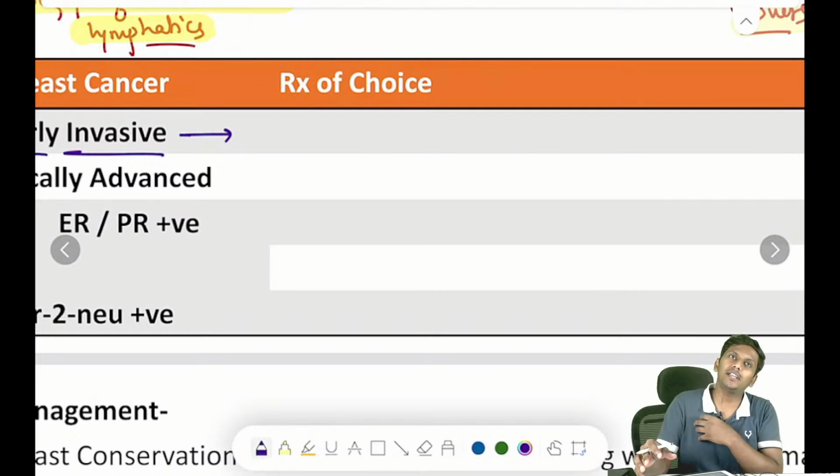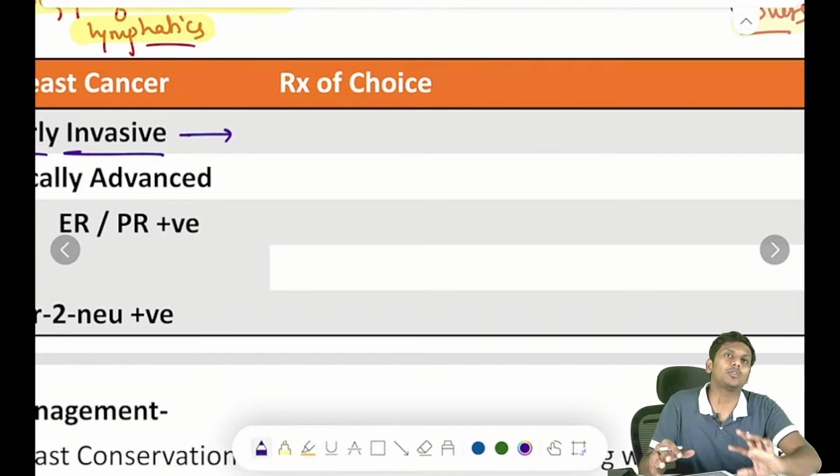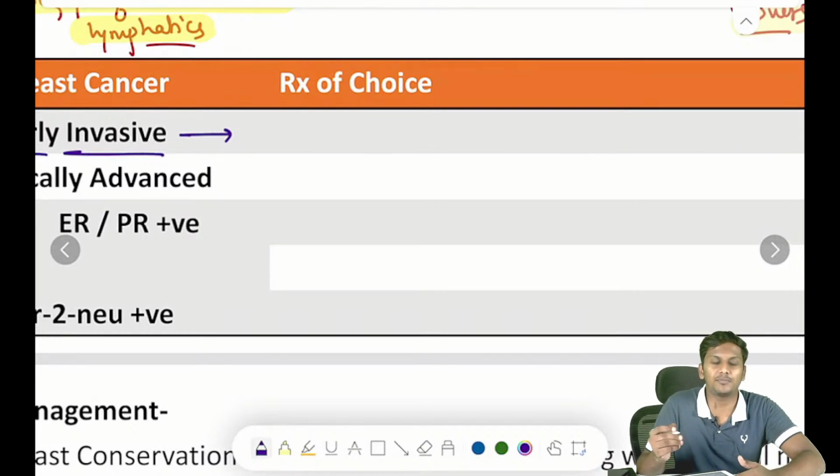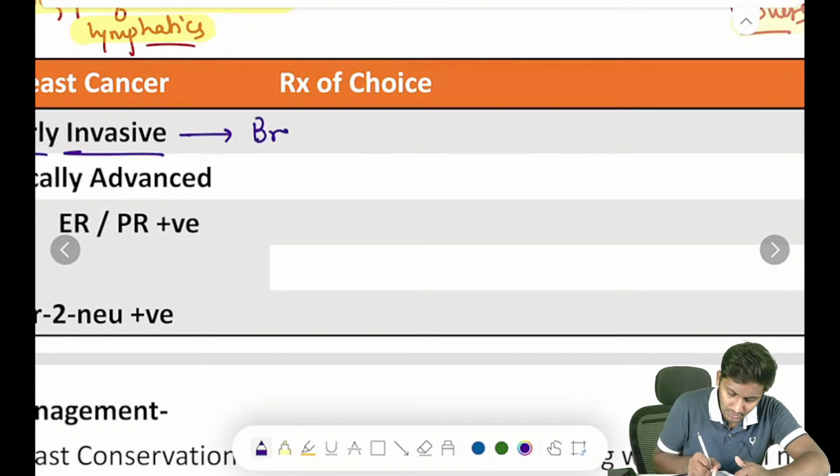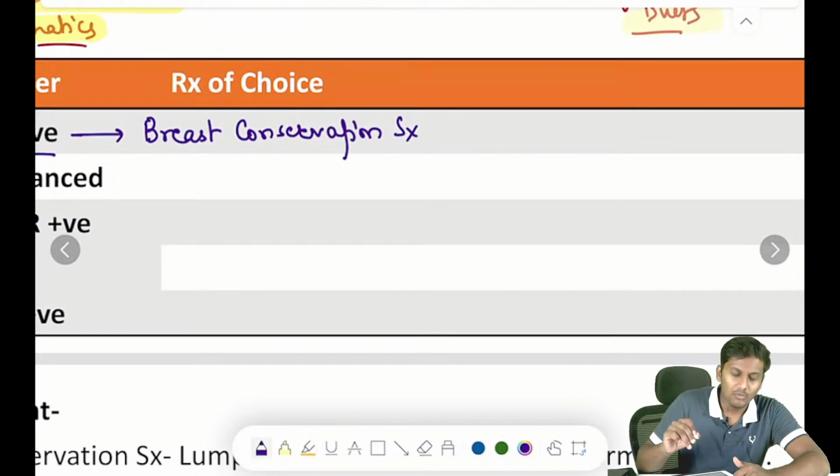We are only trying to remove the lump or the quadrant which is affected. We are not trying to remove the whole breast. That is the reason we are trying to save the breast over here. Therefore, it is known as BCS, that is your breast conservation surgery. I'll talk about it in detail, but over here you have to remember one thing. Whenever we do a breast conservation surgery, it will always and always be followed by radiotherapy.